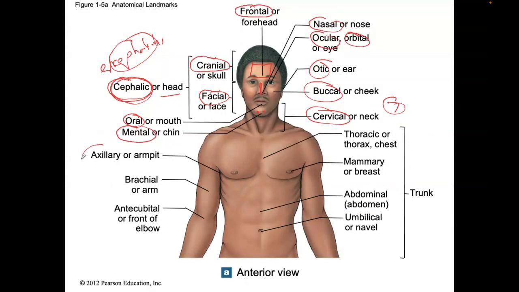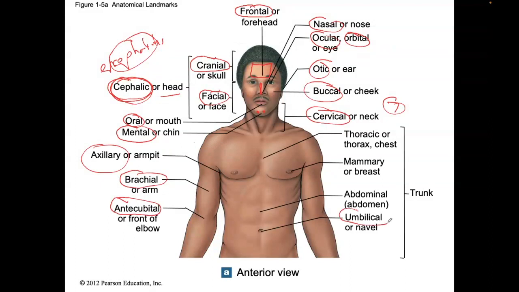The armpit is called axillary. So when we do the axillary artery, axillary nerve, axillary lymph node, you'll have an idea where it is. The arm is called brachium or brachial. So when we do muscles like brachialis, biceps brachii, right? You'll have an idea where they are. In front of the elbow is antecubital.